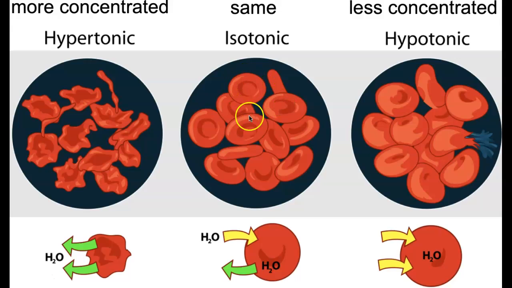And so these isotonic cells are going to have the same solute concentration inside as outside. So water is going to be able to move in and out of these cells. Hypo, of course, is a prefix. It means less. So this is going to have less solute. And so water is going to come into these cells, into these red blood cells. And you can see those red blood cells swelling up. They can even burst open.